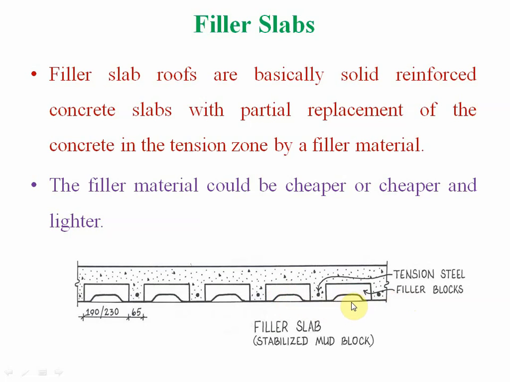Here they have used the stabilized mud block. So concrete which is in tension zone is partially replaced by any of the filler material, that is called filler slabs. In between these there will be tension steel, that is steel reinforcement will be provided. The filler material could be cheaper and lighter.